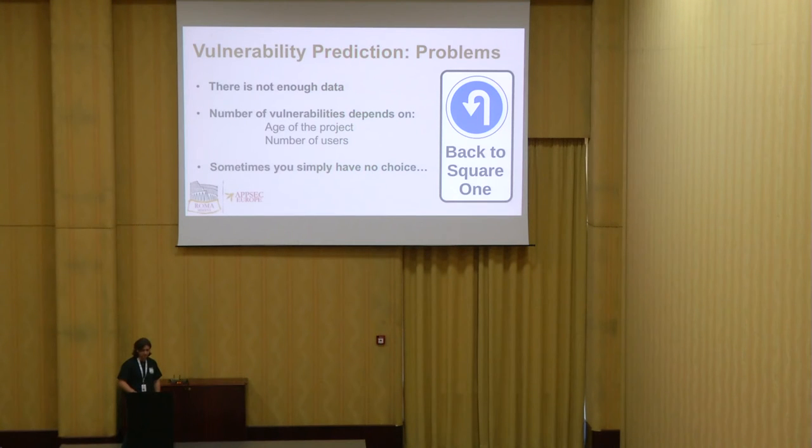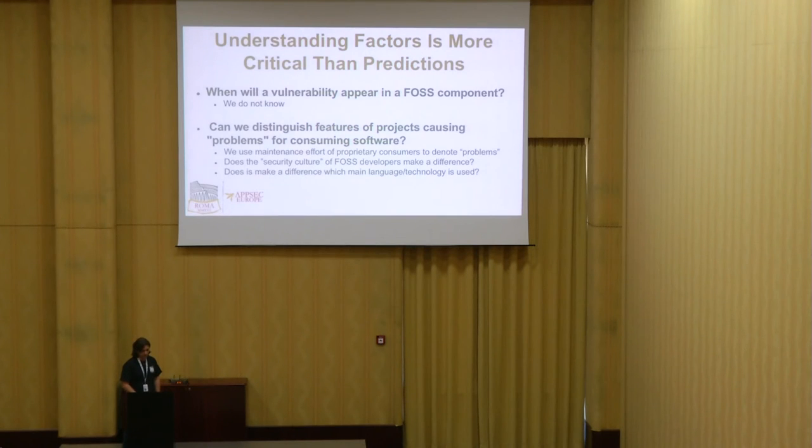So we did a small study here to try to identify whether we can find some characteristics of free and open source components that would explain what would be the problems of the maintenance in the future. As I already said, it's not really possible to predict when a new vulnerability arrives when you have no data on the past.